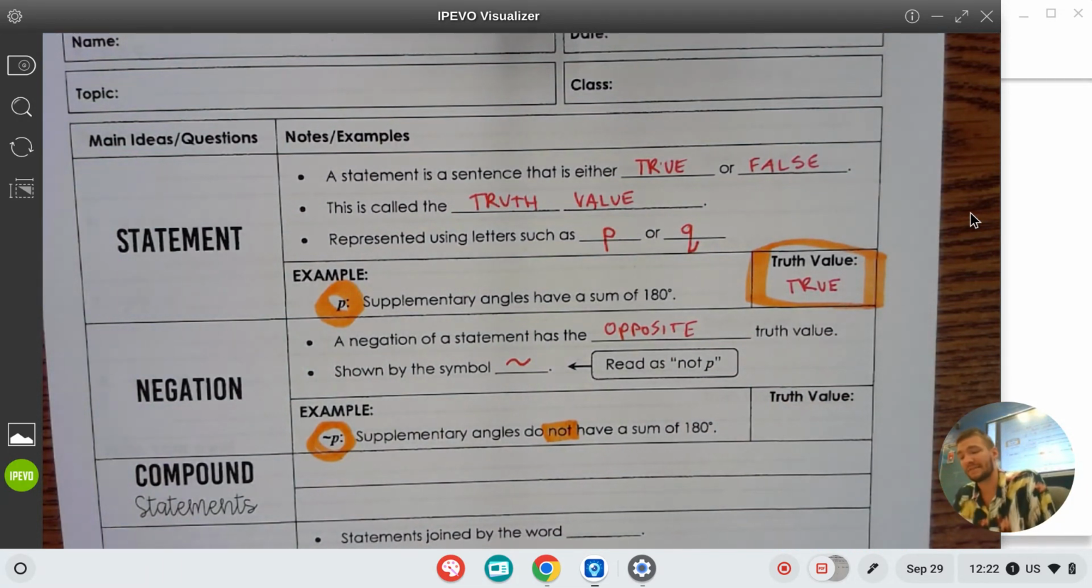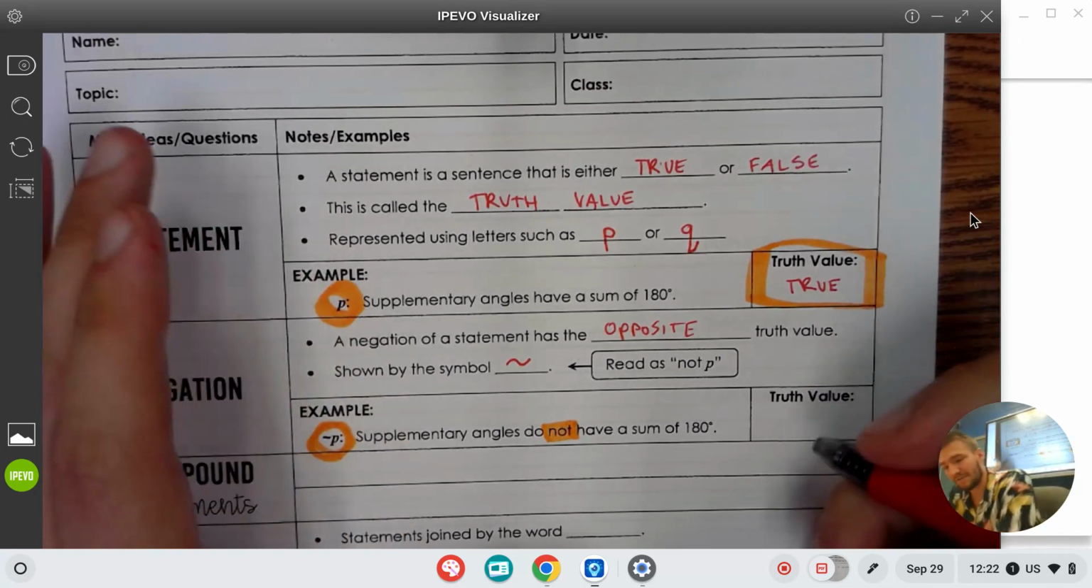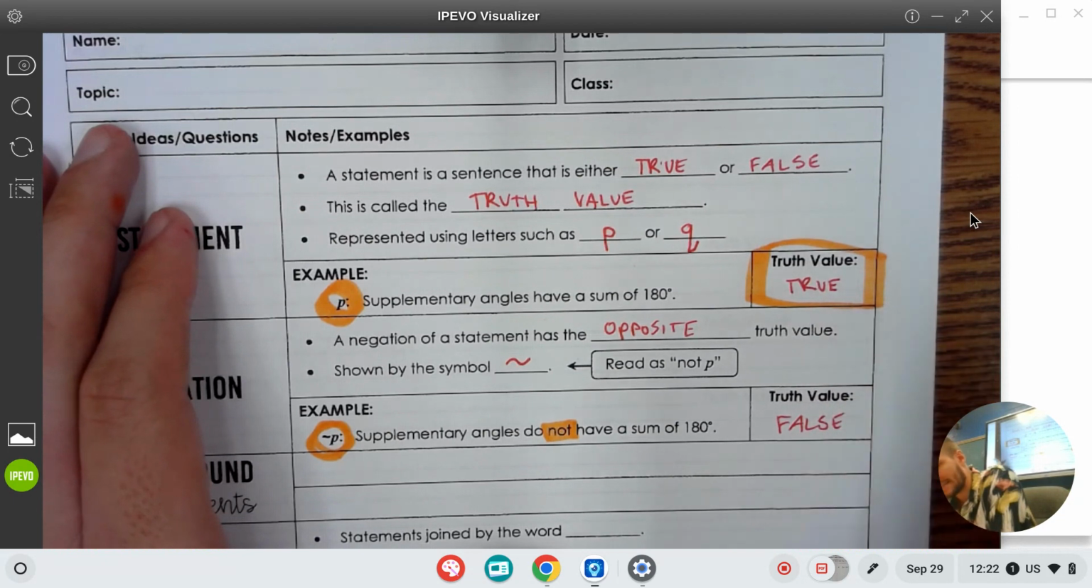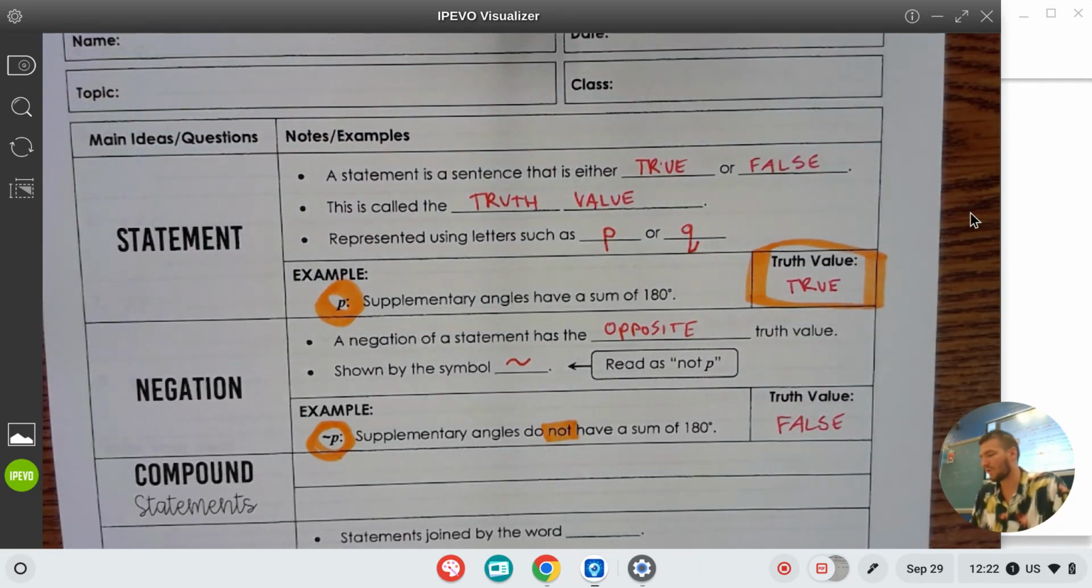Would you consider that to be true or false? False. That's false. You're right. Again, false statements, we're going to see them, we're going to work with them all the time.